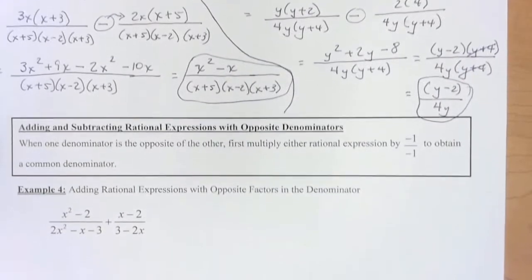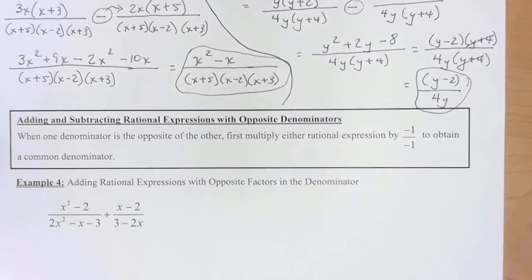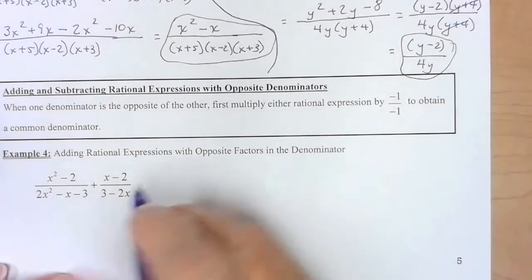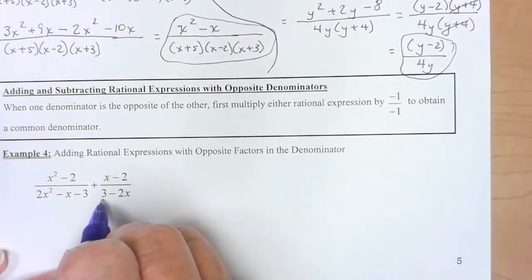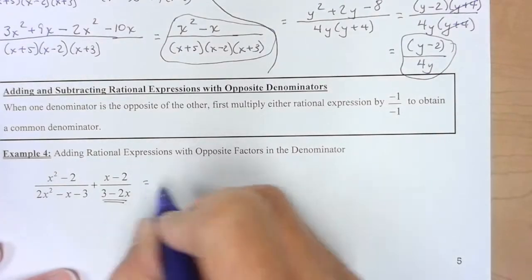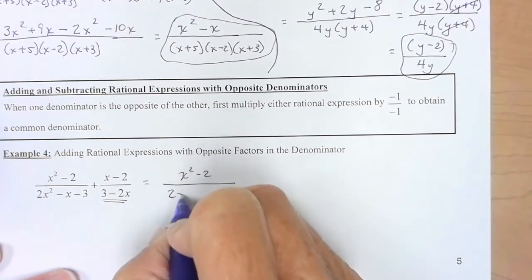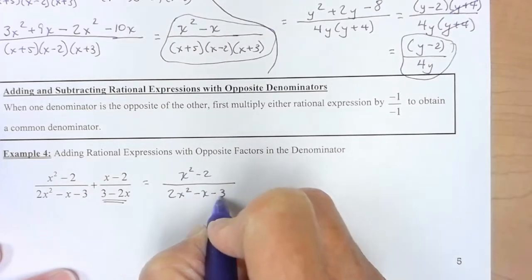So one more problem. Adding and subtracting rational expressions with opposite denominators. When one denominator is the opposite of the other, first multiply either rational expression by -1 over -1 to obtain a common denominator. Now we've had something like this. We are adding. But if you'll notice in this particular denominator, notice it's not in descending order or standard form. So that's the telltale sign that something's going on. So let me rewrite that one in descending order.